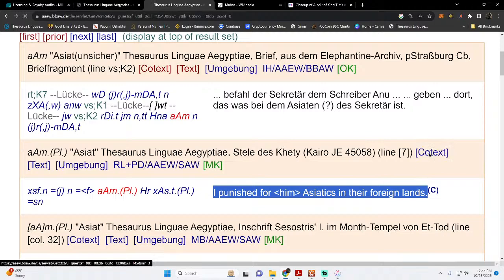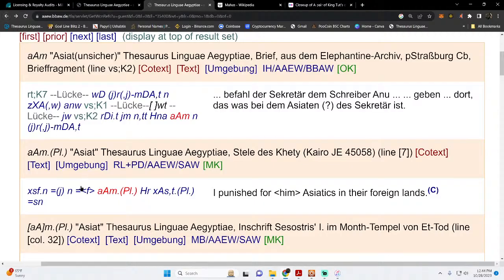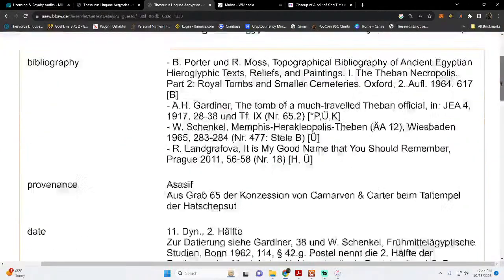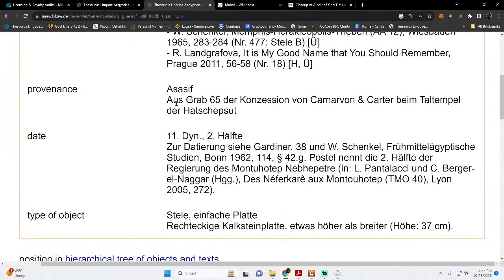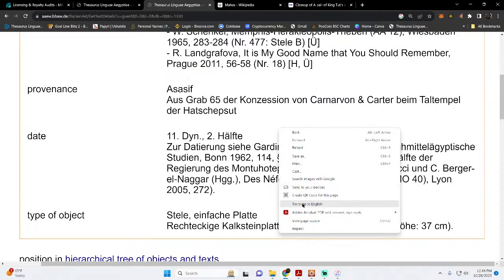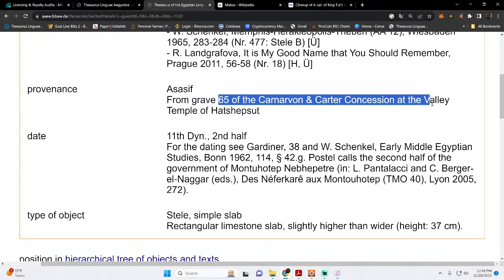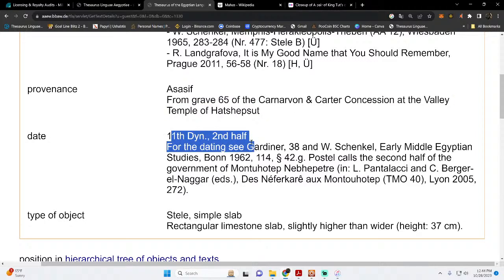Let's look into the co-text. I should go into the actual text. Let's look into the text to see exactly the time period of the second claim of Asiatics. And they're giving us the province called Asaif. Okay, I'm going to translate this so we can see what that's supposed to be. From the grave 65 of the caravan of Carter in the concessions of the valley of the temple of Hatshepsut. Okay, so they're giving us this from the valley of the temple of Hatshepsut in the 11th dynasty.